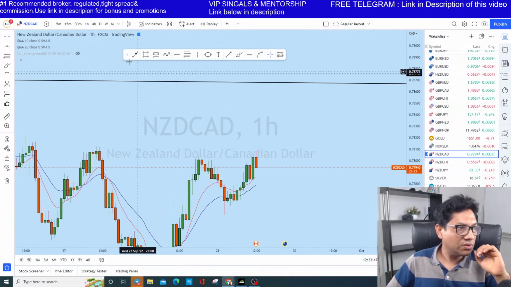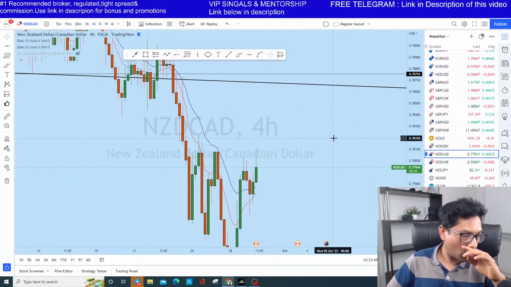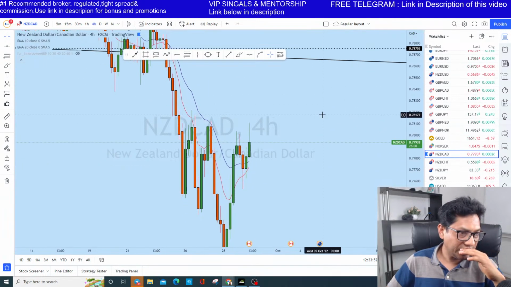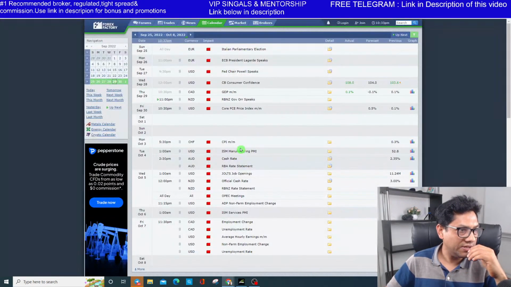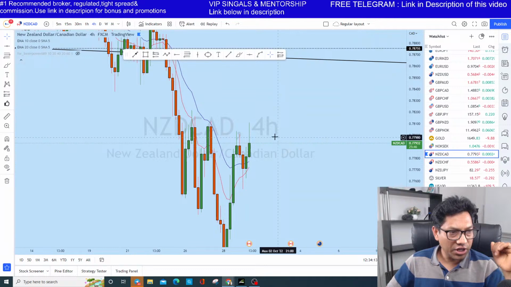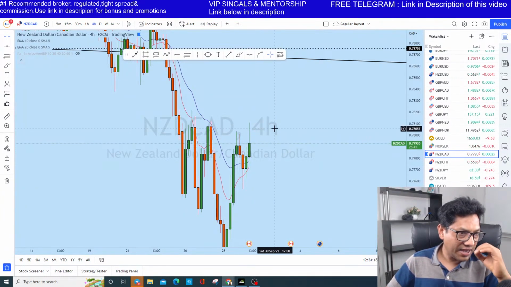We see some drop on NZD CAD. If we let it go down, then we'll look at how we can trade it. Now, as you can see, NZD news is coming as well, the RBNZ governor speaks. That one could be a little bit volatile, but initially, as you can see, after the CAD news was released, NZD CAD started to drop.